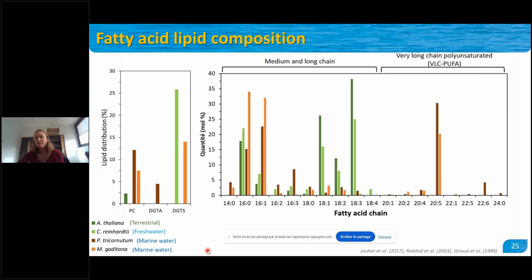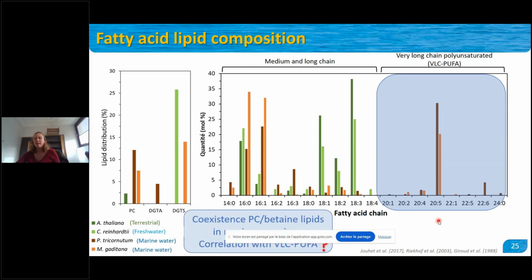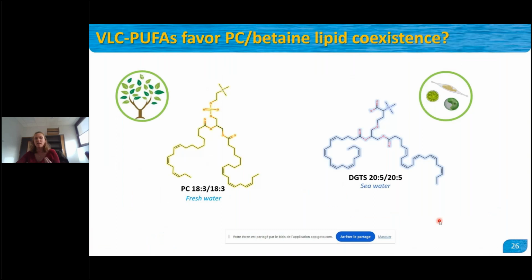And when we look at the fatty acid distribution of our algae, you can see that the freshwater and terrestrial organisms just have medium and long chain fatty acids, whereas our marine algae have very long chain polyunsaturated fatty acids. And our guess is there is a coexistence of PC and betaine lipids only when you have VLC-PUFA in your organisms. So maybe you need to have VLC-PUFA to have PC betaine lipid coexistence.